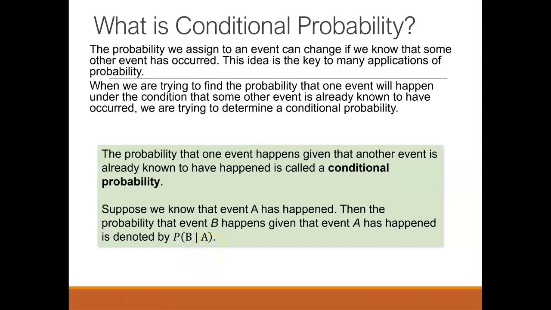So let's talk about flipping a coin. Okay. Say let's find the probability of flipping a coin and getting 8 heads in a row, given that we already have gotten 7 heads in a row. What's that conditional probability?